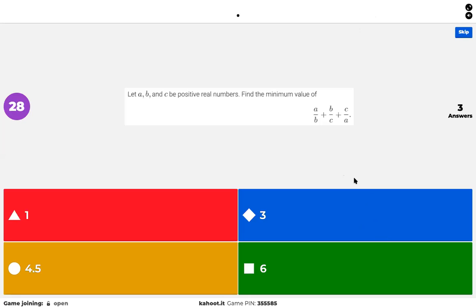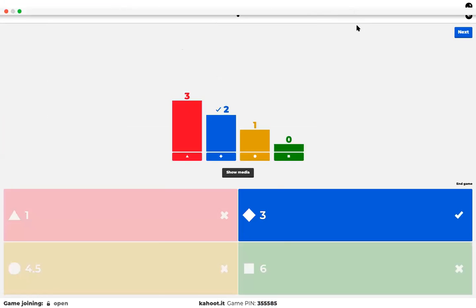Here's a hint. Try using AMGM. So I think there's a few people not in the Kahoot. If you still want to play, the game is at the bottom. You can also join.